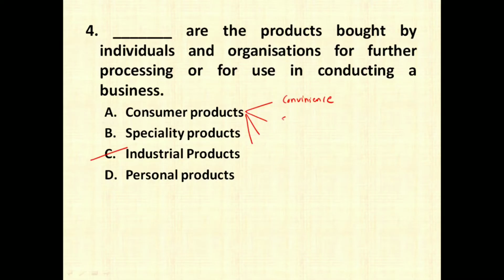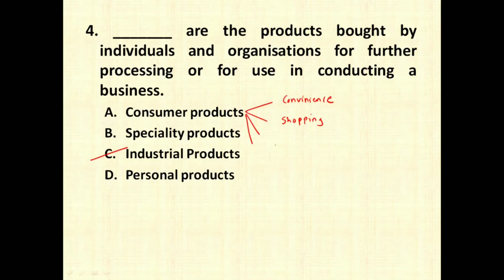Second are called as shopping products. Shopping products are the products which are bought by the customer with some comparison, like comparison in style, comparison in quality, or comparison with the help of price, etc. So these includes soaps, toothpaste, oil, etc.